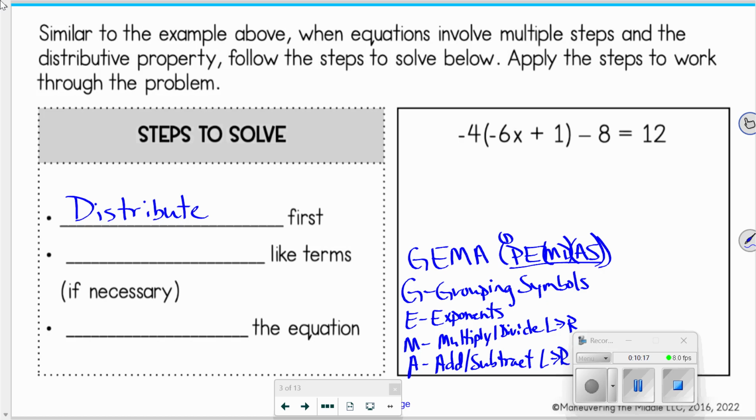Okay, now back to today's problem. So we distribute first, and then what are we going to do? Combine our like terms if necessary. And then finally, what are we going to do? Solve. And then, in Maya's defense, I would add, simplify if needed.